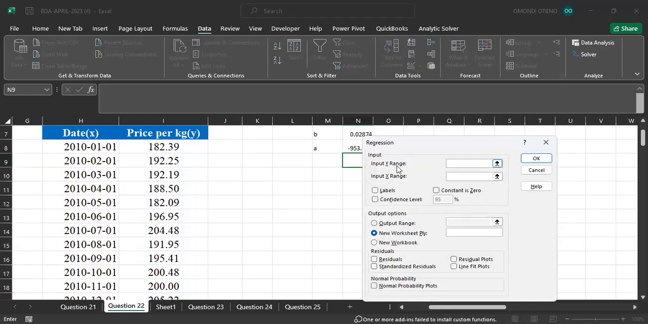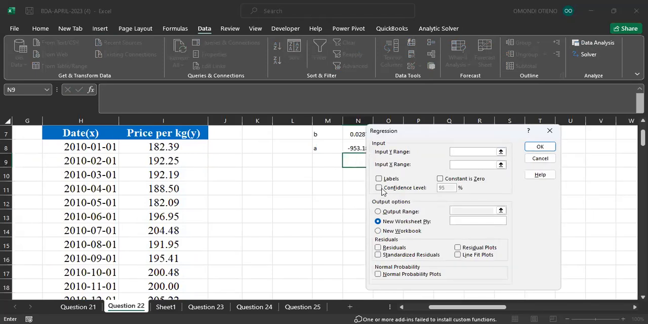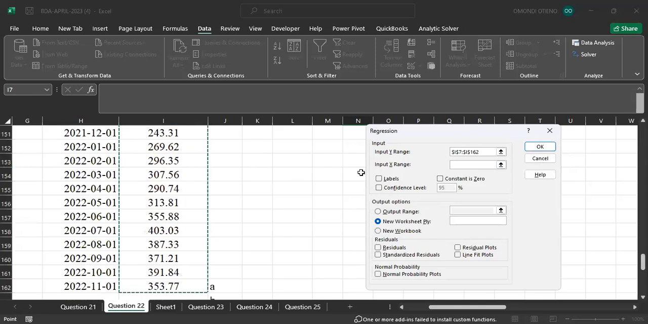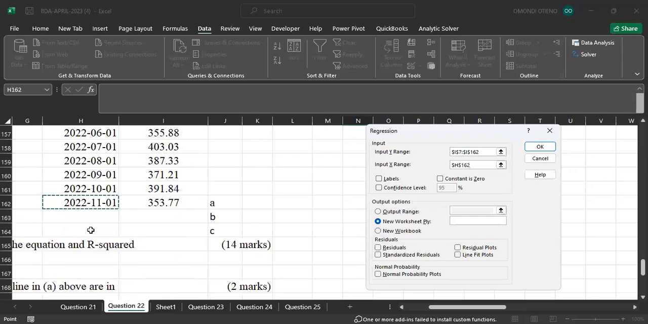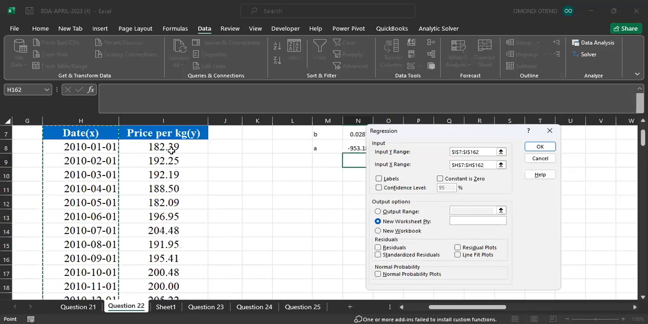Input y range. So it is only this method that allows you to include the title. Why? It provides an option of telling the Excel that the first row of what you've selected entails the title of that data. So you input the y range, including the title. Then input x range, highlighting all of it, including the title. But now when you come down here, inform your Excel that the first row of what you've selected entails the title of the data set.